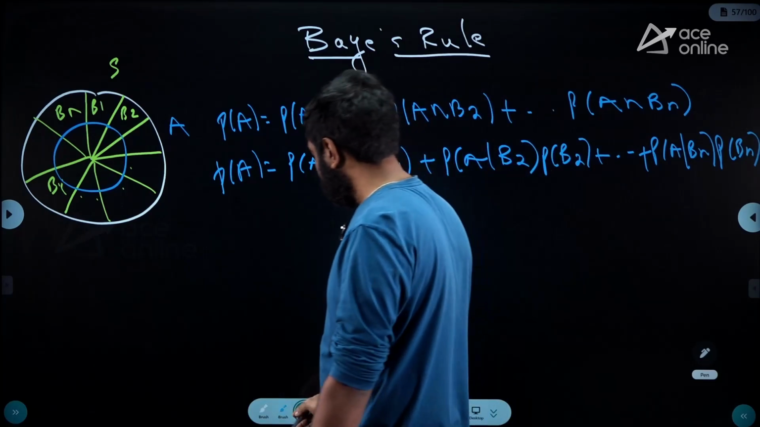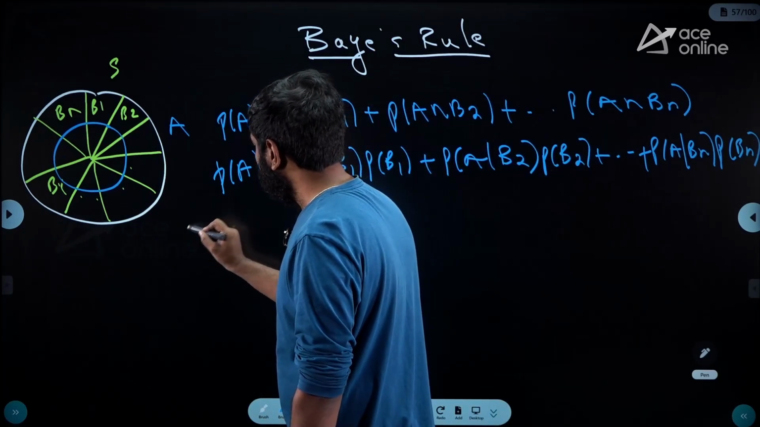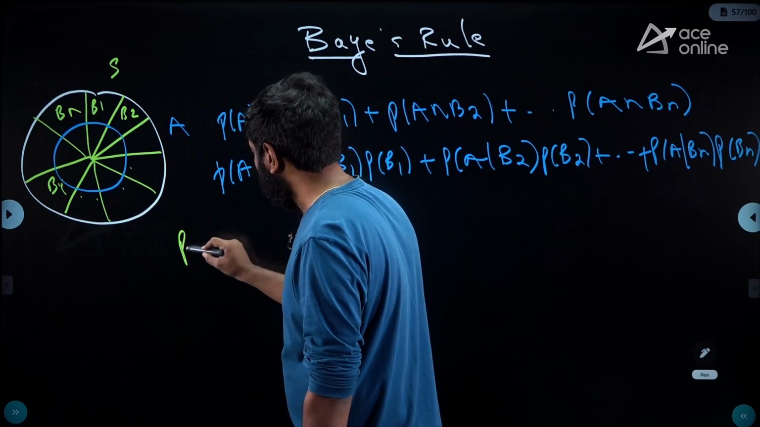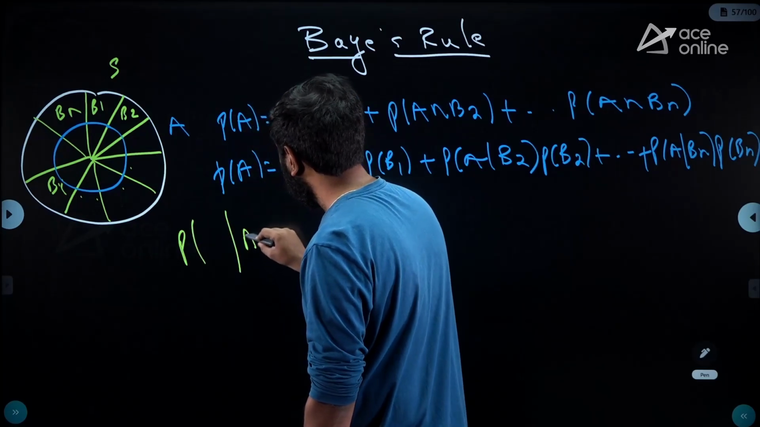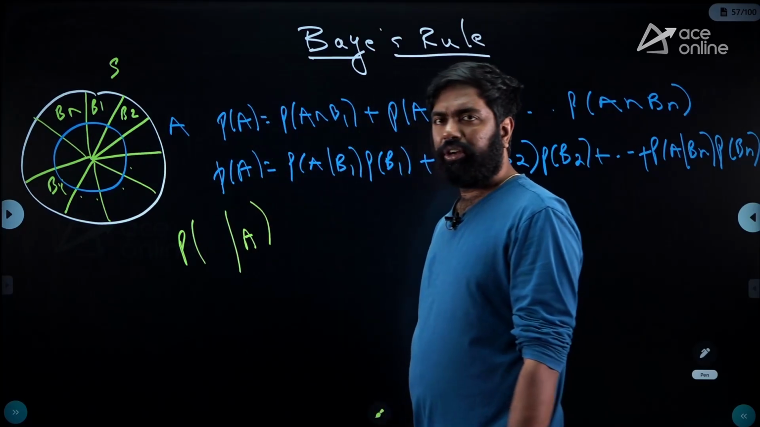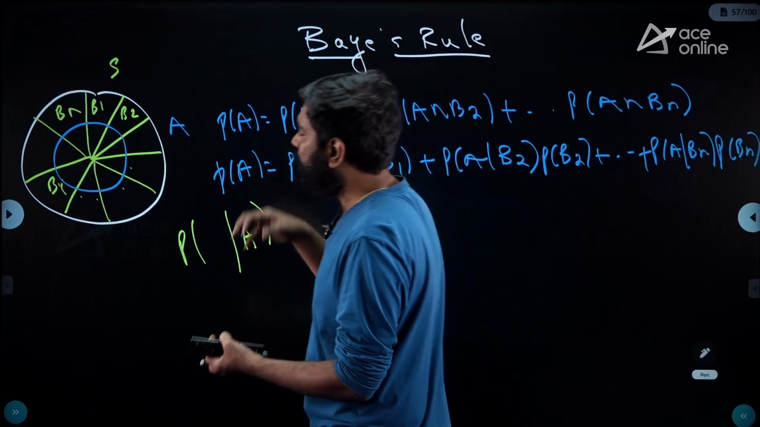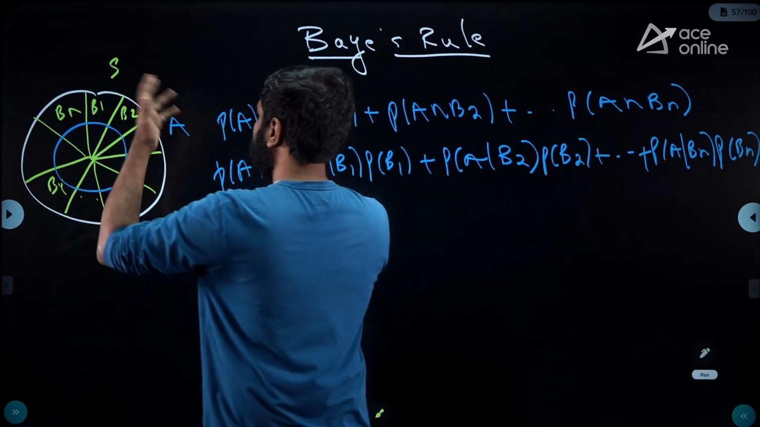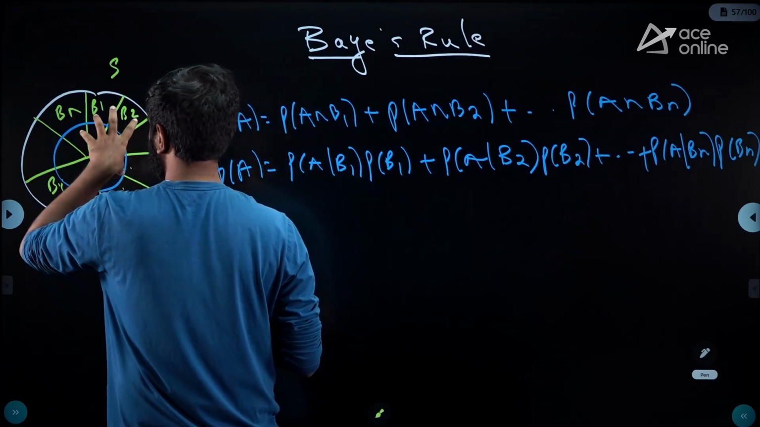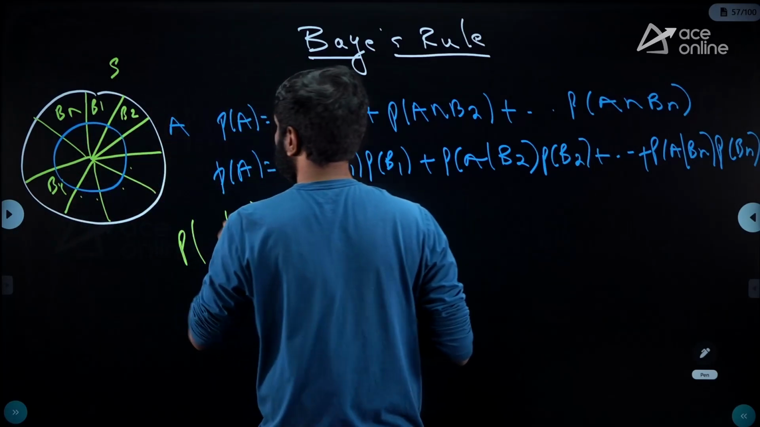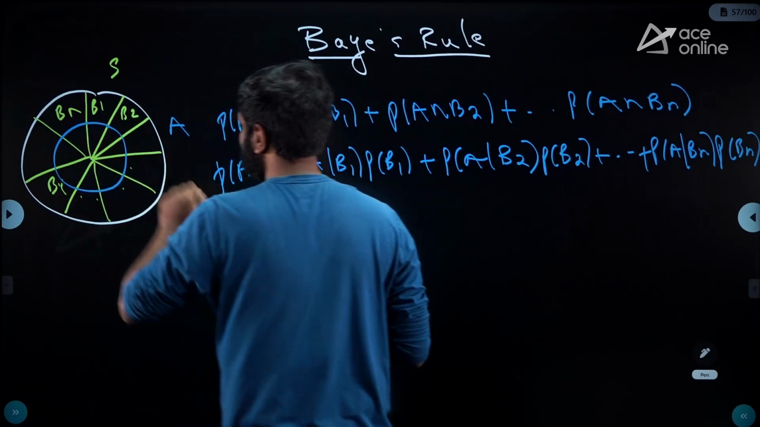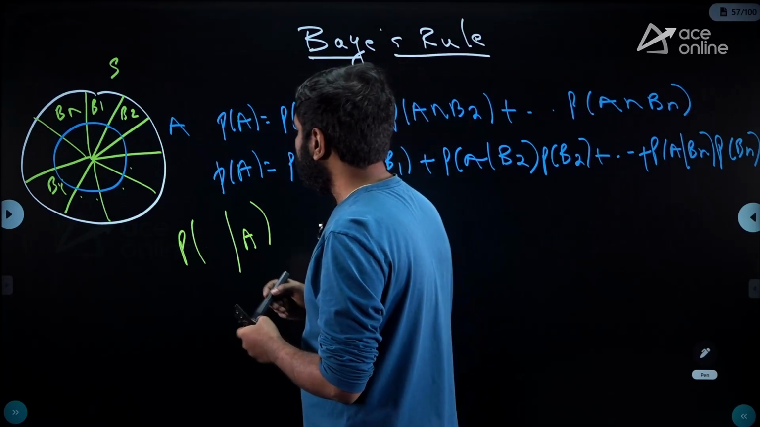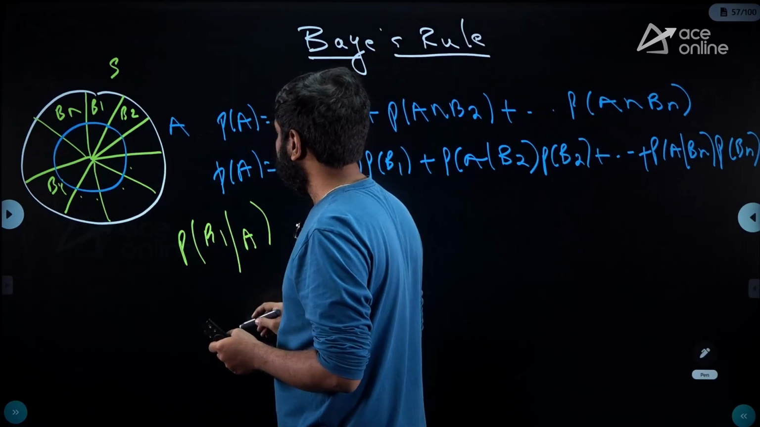So now what next? The Bayes rule. What does the Bayes rule tell? Look at this. How do you read this? Given that the outcomes are from A. Given that the outcomes are from this set, not from anything else, not from the sample space. If given that the outcomes are only from the reduced sample space A, what's the probability that it came from B1?